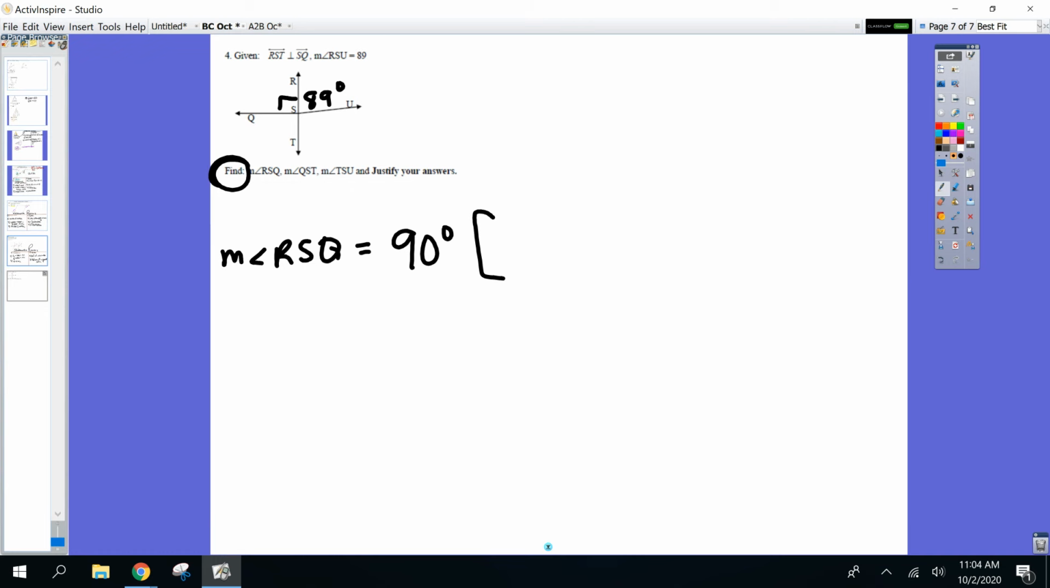Because ray SQ is perpendicular to RST, and all perpendicular lines form 90 degrees. So we could say definition of perpendicular. We could say perpendicular lines form right angles. Guys, I am never going to be picky with your justification as long as it makes sense. You tell me in your own words why you wrote down 90 degrees. That's what justify means. Back up your answer.